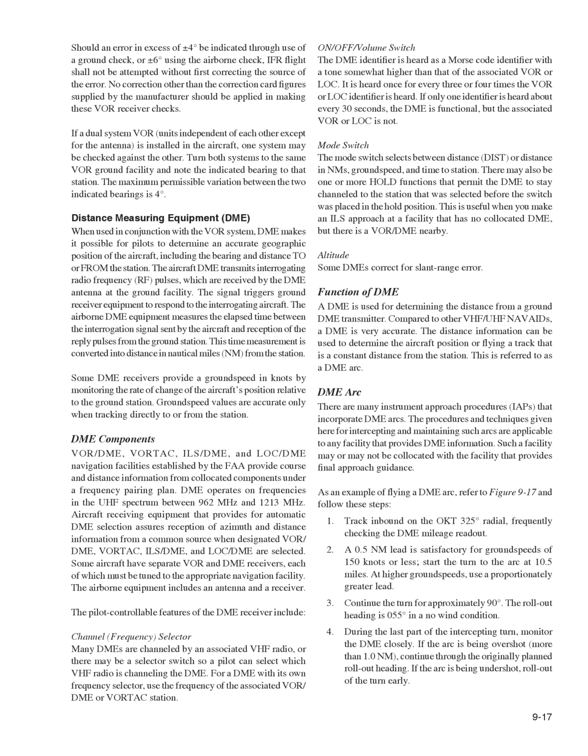3. Continue the turn for approximately 90 degrees. The rollout heading is 055 degrees in a no-wind condition. 4. During the last part of the intercepting turn, monitor the DME closely. If the arc is being overshot, more than 1.0 nautical miles, continue through the originally planned rollout heading. If the arc is being undershot, roll out of the turn early.